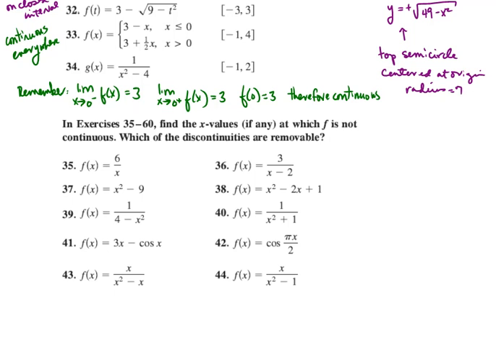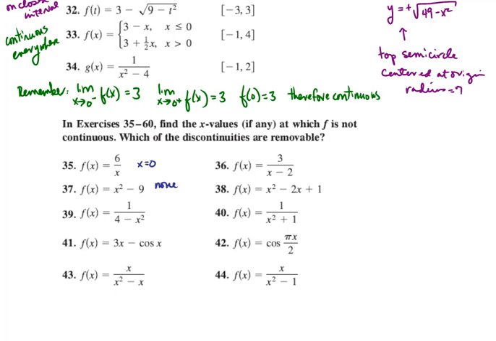All right, we'll continue with number 35. We want to find the x values, if any, at which f is not continuous, and then to state which discontinuities are removable. So in number 35, we have a discontinuity at x equals 0, and that's an infinite discontinuity, a vertical asymptote that's not removable. Number 37, that's just a parabola that's continuous everywhere, so there are no discontinuities.